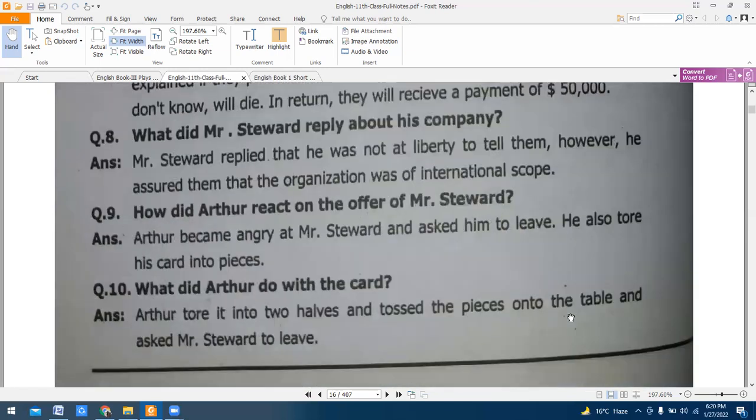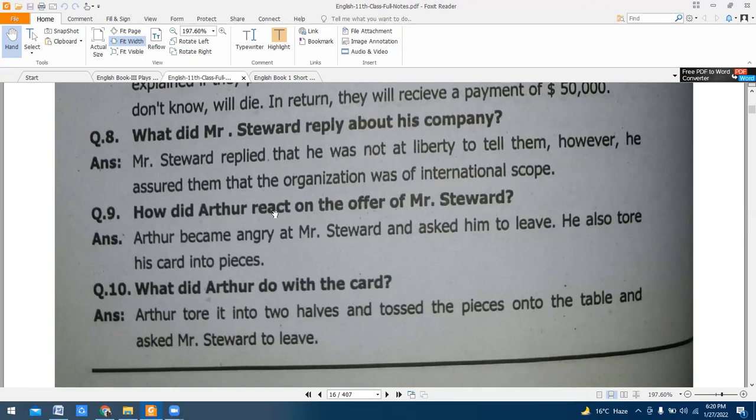Question 8. What did Mr. Stewart reply about his company? Mr. Stewart replied that he was not at liberty to tell them. However, he assured them that the organization was of international scope.